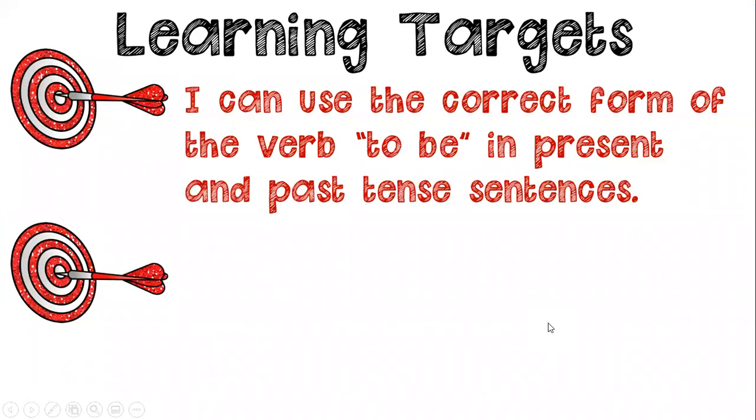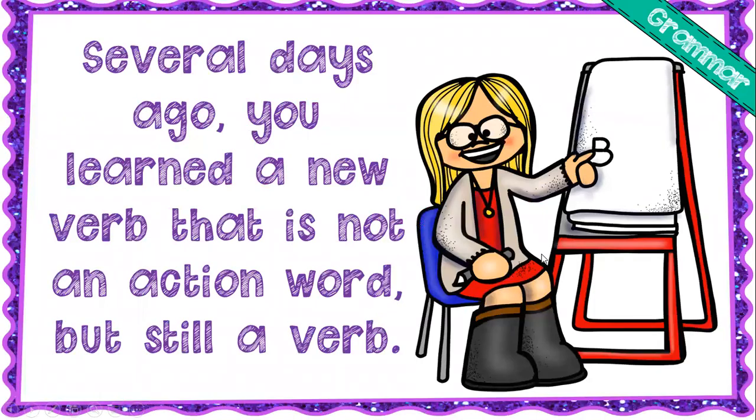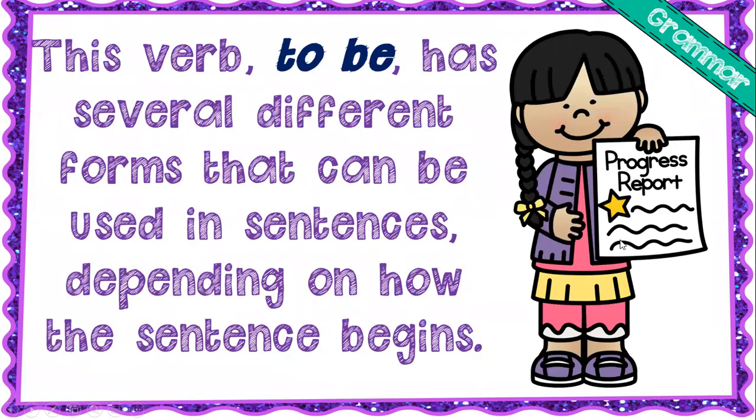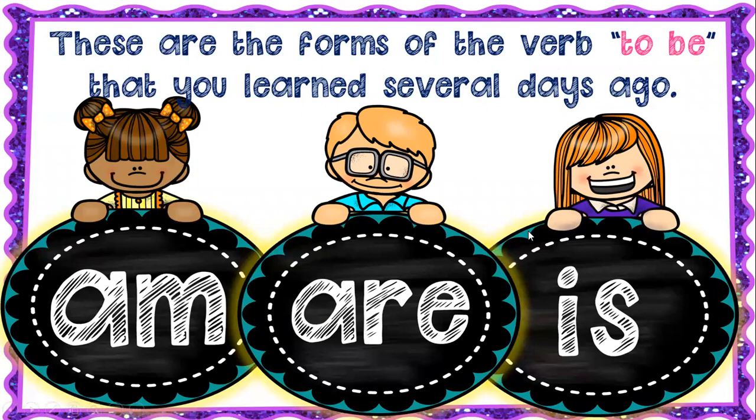Today, our learning target is I can use the correct form of the verb to be in present and past tense sentences. Now, several days ago, you learned a new verb that is not an action word, but is still a verb. This verb to be has several different forms that can be used in sentences depending on how the sentence begins. So when you talk about someone being something, that is a verb, but we often have to change that verb to something different when it needs to agree with the subject. These are the forms of the verb to be that you have learned several days ago: am, are, and is.